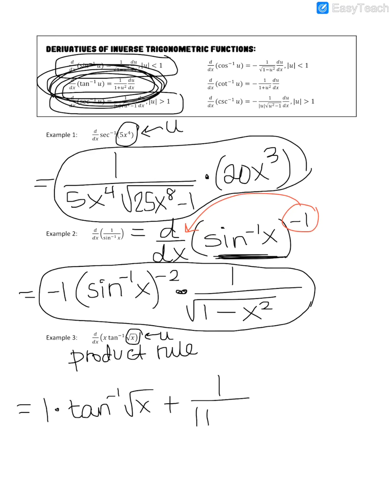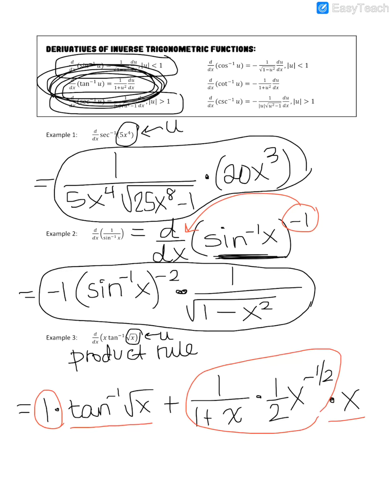1 over 1 plus u squared. Since u is radical x, when I square it, I just get x. Times derivative of the u. So in this case, it would be 1/2 x to the negative 1/2 times the first x. Okay, so let me just show you really quick. Here's my derivative of the first times the second. Here's my derivative of the second times the first. Okay, and that's product rule. Okay, so this is my full answer here.